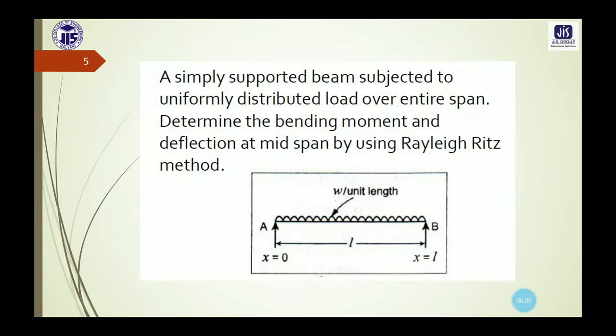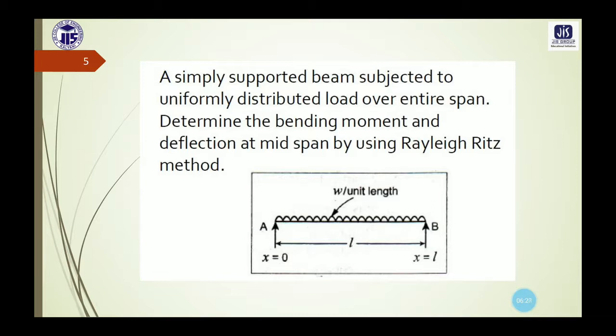Now let us discuss one numerical based on this Rayleigh Ritz method. The question given here: a simply supported beam is subjected to a uniformly distributed load over the entire span.